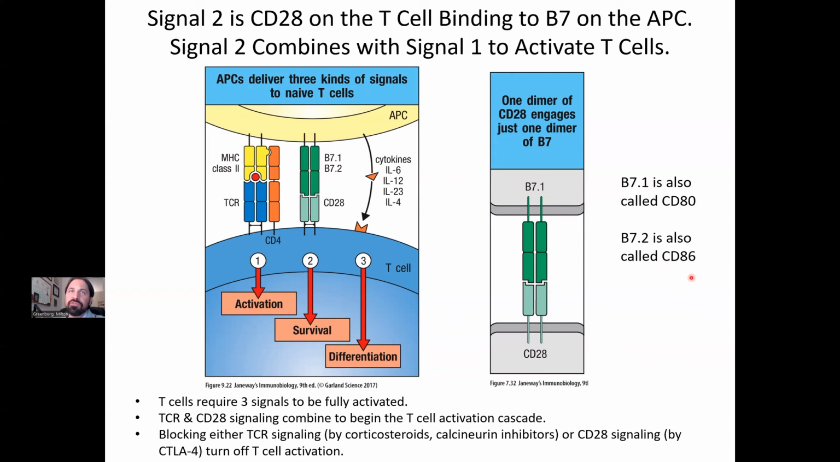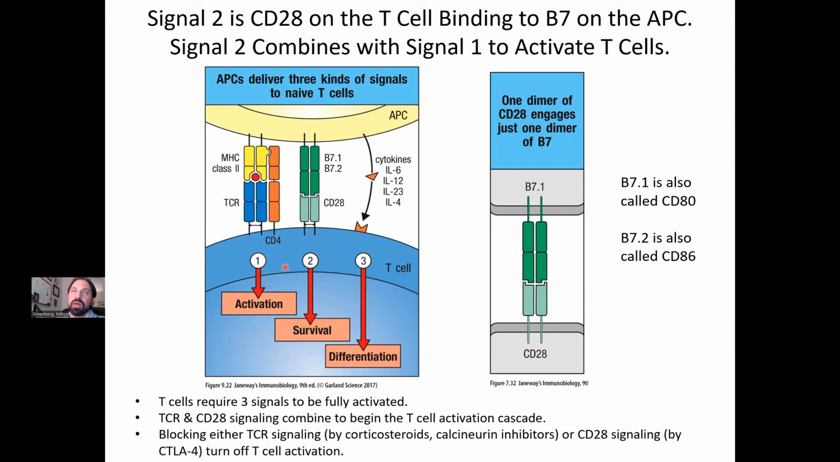Why do we have multiple names for the same thing? It's just the alphabet soup that is immunology: these things were discovered at the same time by different groups, and different groups kept calling them the same thing or different things. As such, we just have to be aware that there are multiple names. One dimer of CD28 engages one dimer of B7. CD28 is on the T cell, B7 is on the antigen presenting cell. These T cells require 3 signals to be fully activated. What this survival signal is going to do is really turbocharge this activation signal 1.